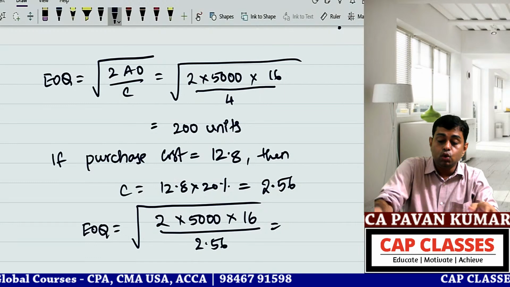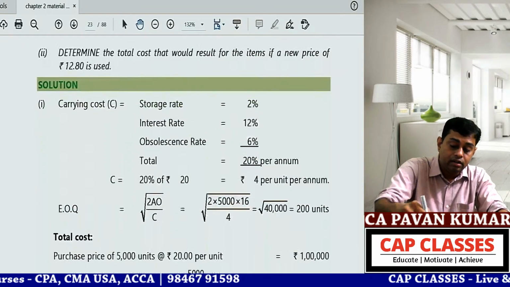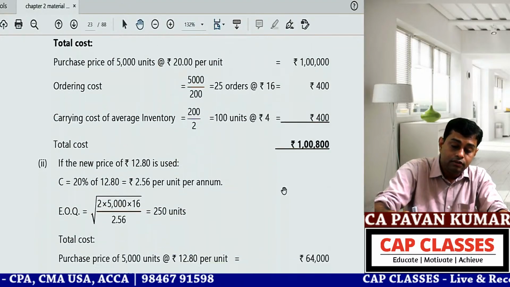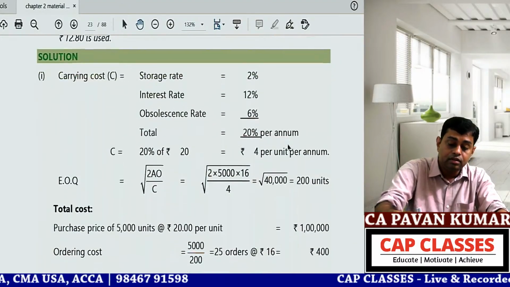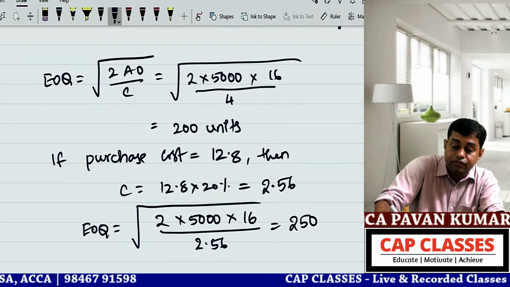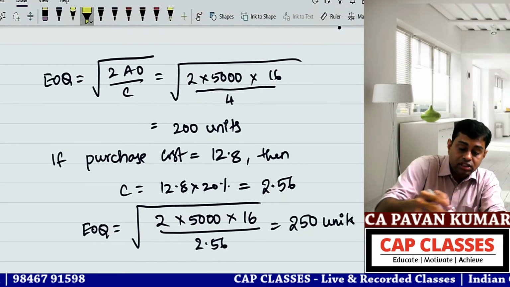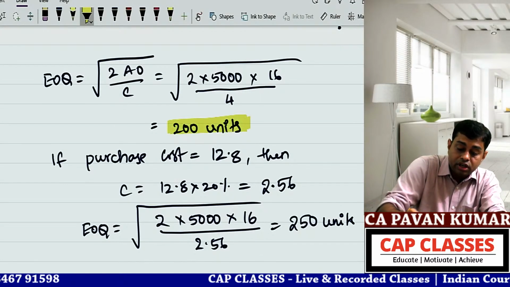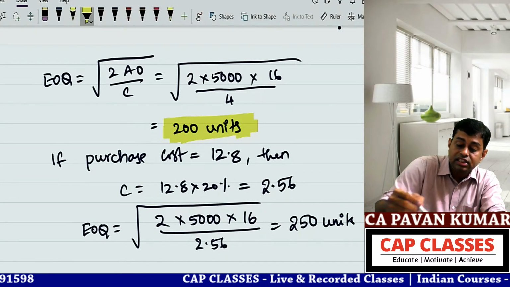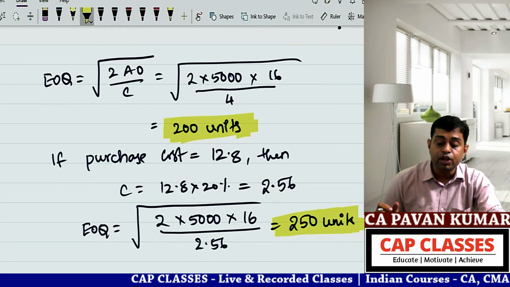So it is 250. So the first one is 200, the second one is 250 units. So present EOQ is 200 units. If you change the price in future, EOQ will be 250 units.